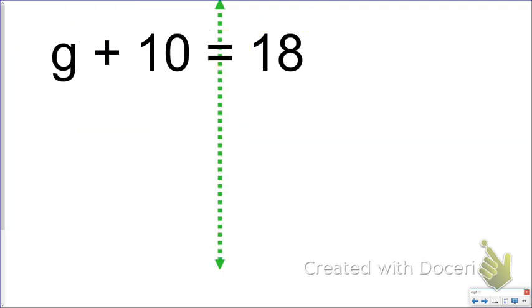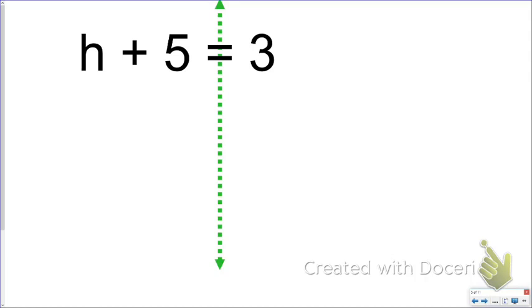Let's look at another example. I won't explain it this time, but I'll ask you to try these, and then we'll go ahead and do this. So go ahead and try to solve this.